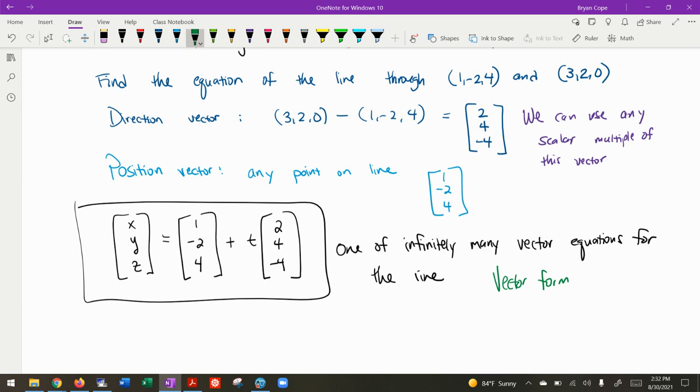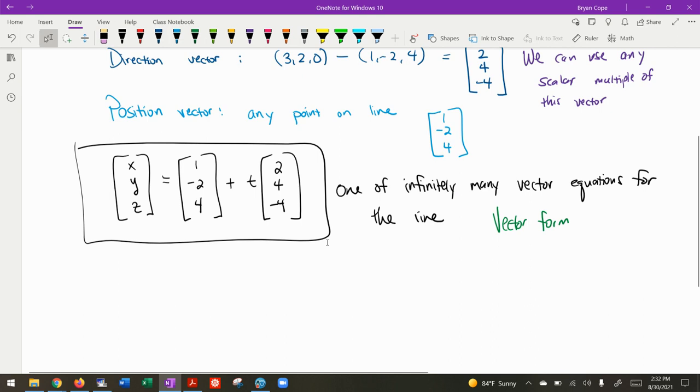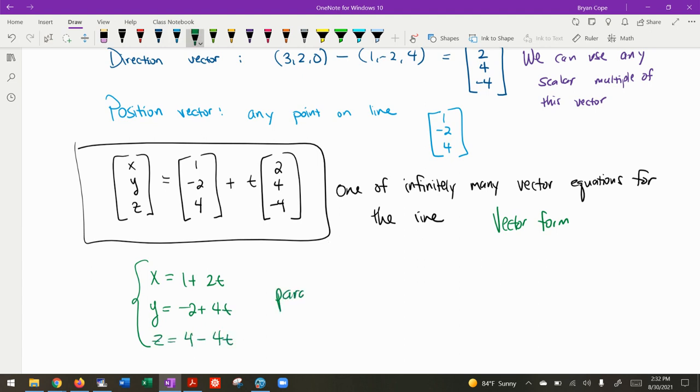And then I want to show you parametric form as well, because you'll see that sometimes, but it's really just almost identical. It's just x equals 1 plus 2t, y equals negative 2 plus 4t, and z equals 4 minus 4t. That's parametric form.